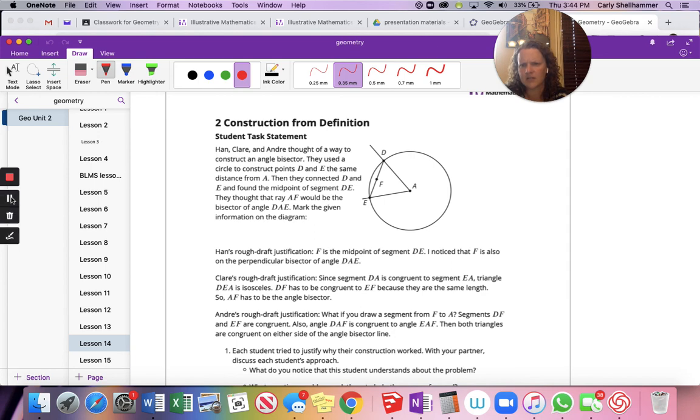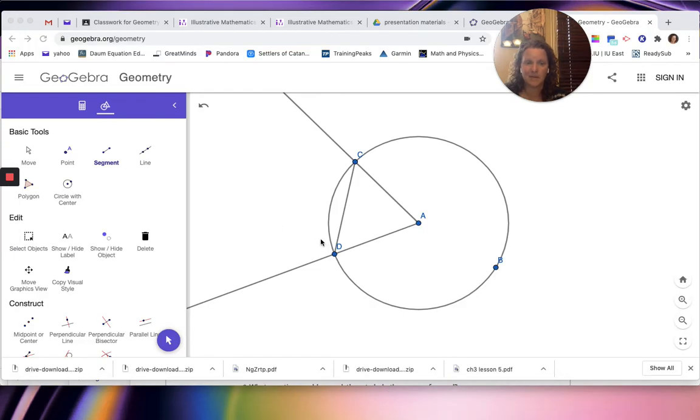Hold on a second, I'm going to check something out. This is going to make way better sense. So Han, Claire, and Andre thought of a way to construct an angle bisector. They used a circle to construct points D and E the same distance from A. So I drew a circle first, then I drew ray AC, I drew ray AB, and they're both radii. So AC is equal to AD because I constructed them both as the radius of the circle.